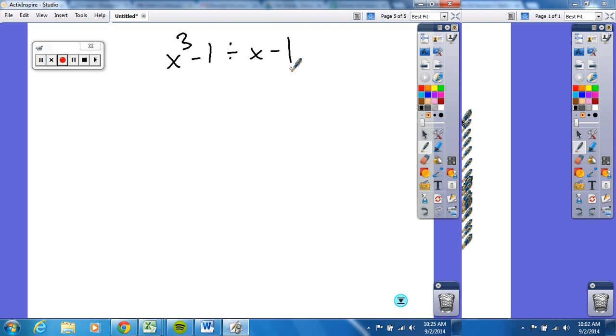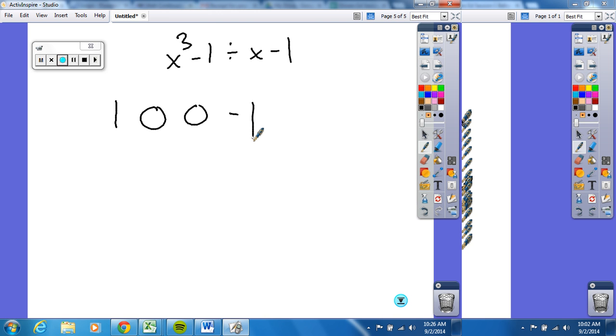Promise you. Have you done it before? And you would prefer synthetic, right? Okay. It makes it so much easier. Okay. So what we're going to do is this. I'm just going to write just the coefficient. Okay. Now once again, if I don't have a term, I still need to have a placeholder. Okay. So what's my leading coefficient? 1. Okay. What's the next coefficient? 0. The next coefficient? 0. The next coefficient? -1. Does everybody understand that?